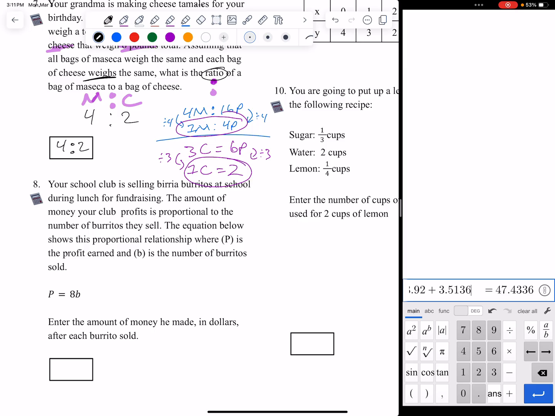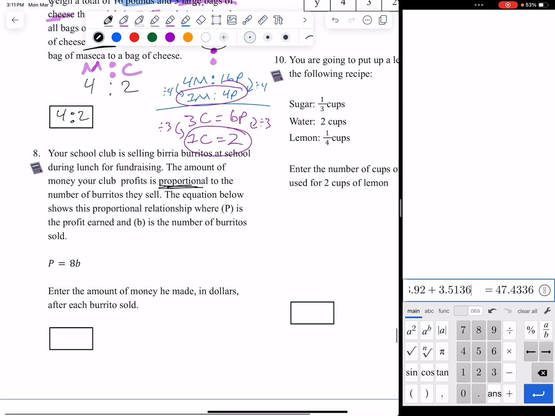Okay, gotta finish. The amount of money your club profits is proportional to the number of burritos they sell. The equation below shows the proportional relationship where P is the profit earned and B is the number of burritos sold. So P equals AB. Enter the amount of money made in dollars for each burrito. This is so long for such an easy question. And again, you're like, well, how is this easy?